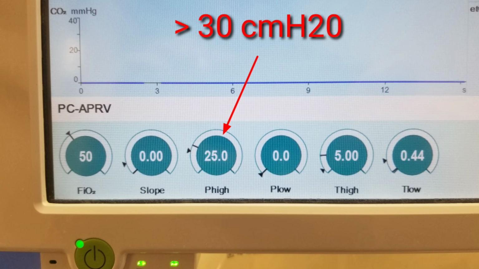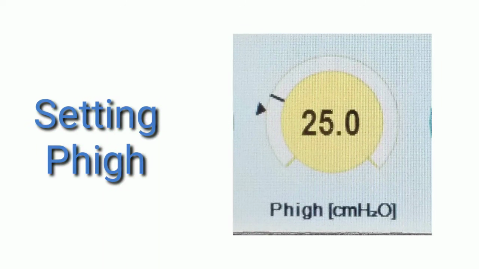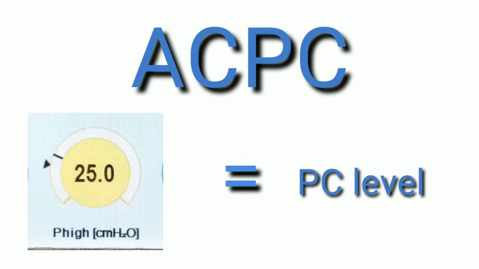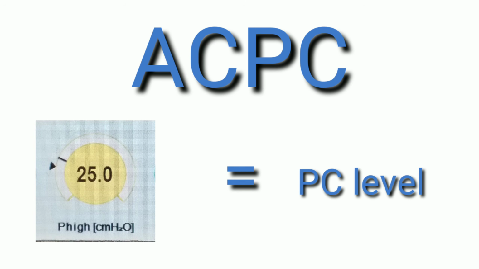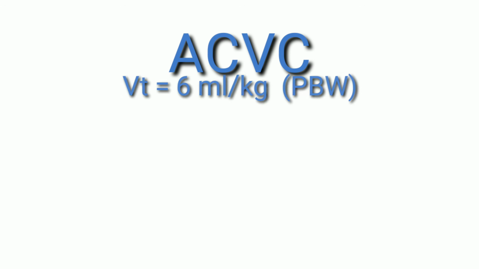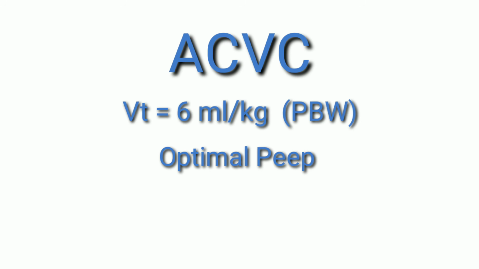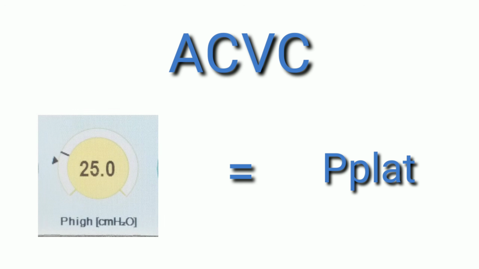So a good way of knowing where to start would be going to a traditional or conventional mode. If you're in A/C PC mode, a good starting point would be the pressure control level, which is usually your peak inspiratory pressure in A/C PC. If you're in A/C VC, the volume mode, then you would set up your protective lung volumes, try to find the ideal PEEP, and then take a plateau pressure. That plateau pressure is where you would start with your P high.